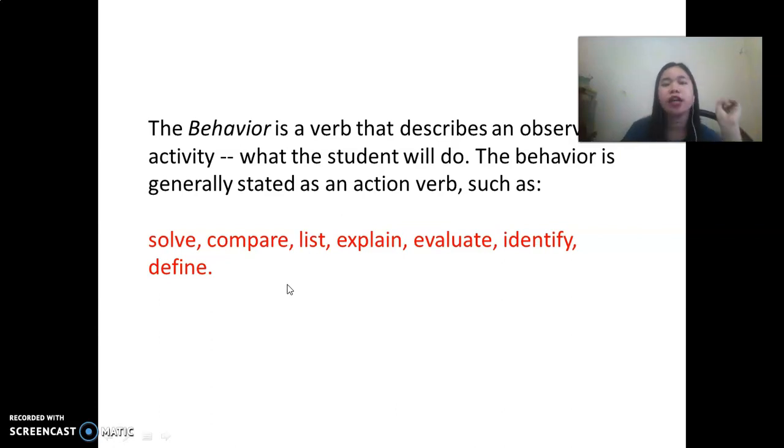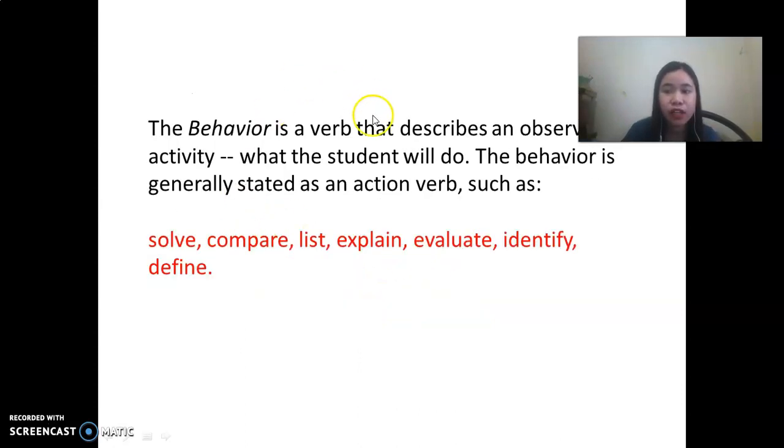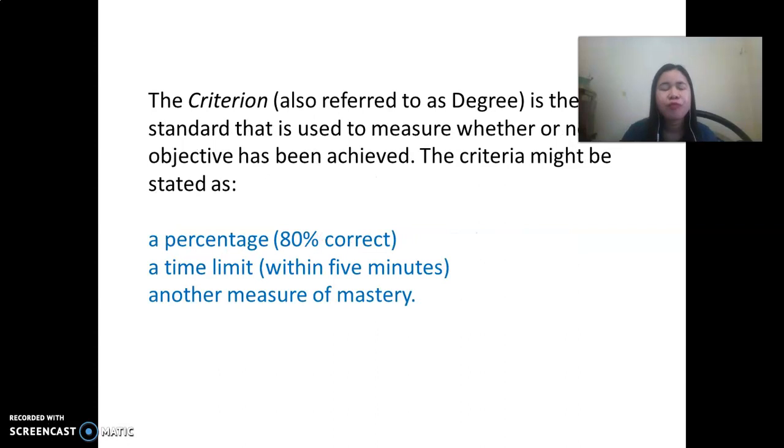Okay, so we are done with the condition and the behavior. So let's say, without the use of a calculator, that is the condition, and we will continue it with the behavior: the students will be able to solve, and so on and so forth, whatever your objective is. So that is condition and behavior. And let's go to the third part of a good objective. A good objective must state the criterion.